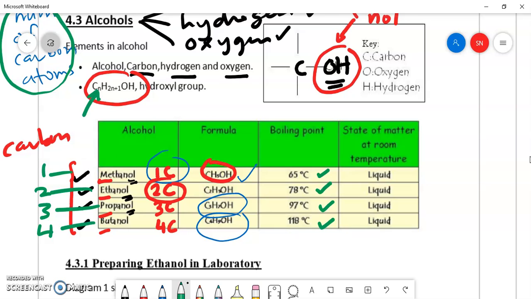Now the state of matter: all these alcohols are liquid at room temperature. Alcohol is always liquid at room temperature. Room temperature you can take as around 27 degrees Celsius, or 30 degrees Celsius. So alcohols are all in liquid form. If we heat up alcohol slightly, it will start to evaporate, it will start to boil.